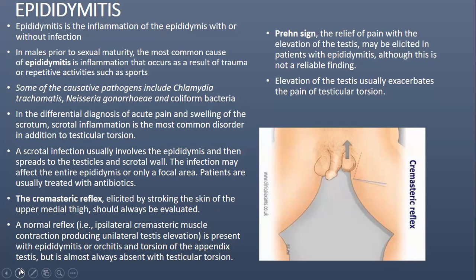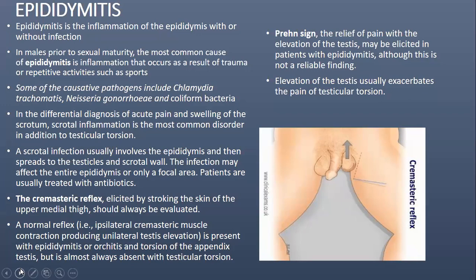So the cremasteric reflex, I've told you that you elicit it by stroking the skin of the upper medial thigh, which should always be evaluated, and it will be positive in this case. Then another clinical sign, which is very key for epididymitis, is the relief of pain with the elevation of the testis, which is the Prehn sign.